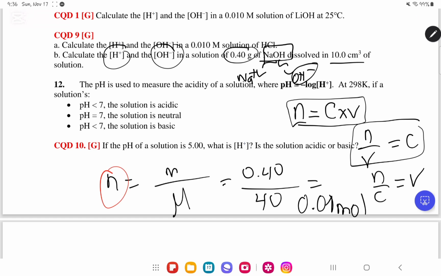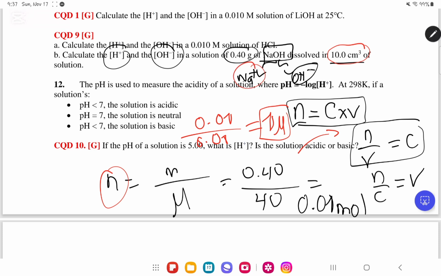Next thing we are gonna do is substitute it in this equation over here. We have N, which is 0.01 mole divided by the volume, but remember the volume should always be in meter cubed or liters. How do you change from centimeter cubed to meter cubed? You just divide by 1,000. So now it is 0.01 divided by 0.01, which is 1 molarity. So we found the concentration of the compound NaOH, which is 1 molarity.